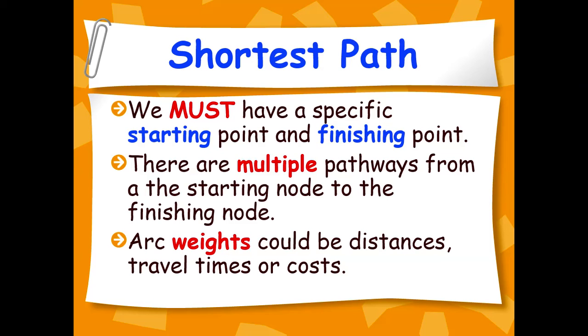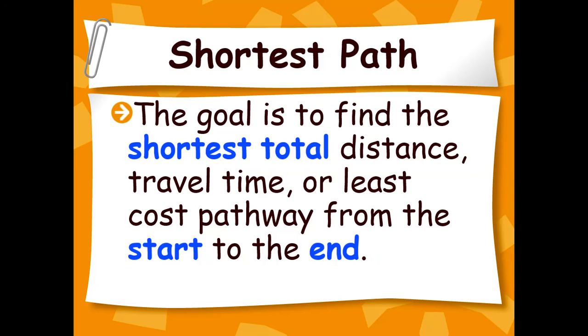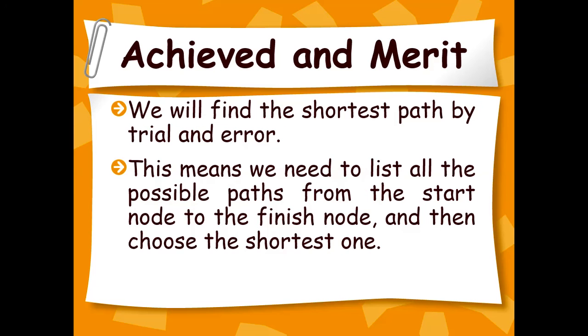There's lots of ways that I could walk down there, and that's what we're going to look at: we want to be able to find which is the shortest way to get there. So for achieved and merit, we're just going to use a trial and error method to do this, and that means we need to find every single possible pathway or route and choose from that entire list which one's the best one.